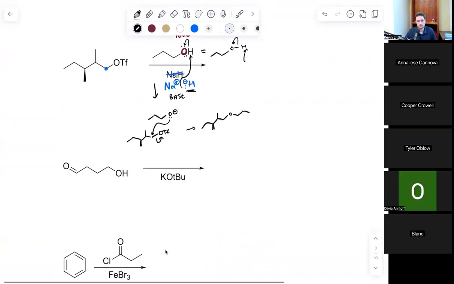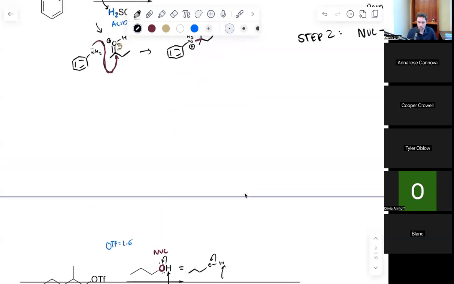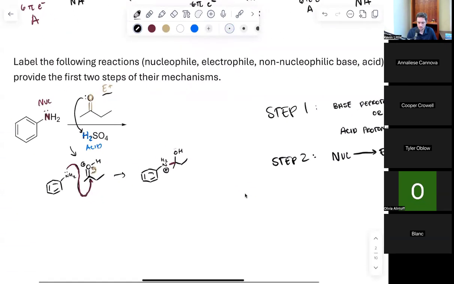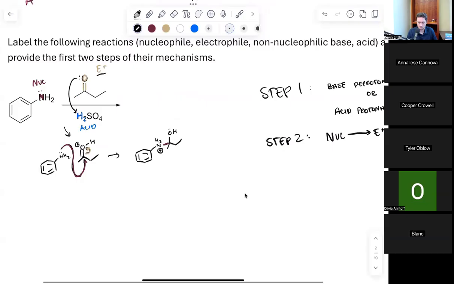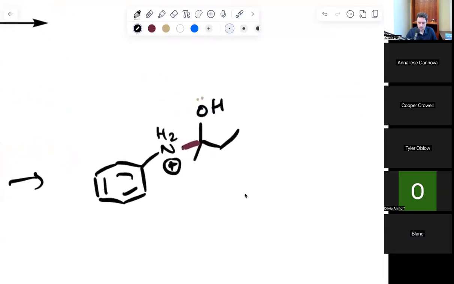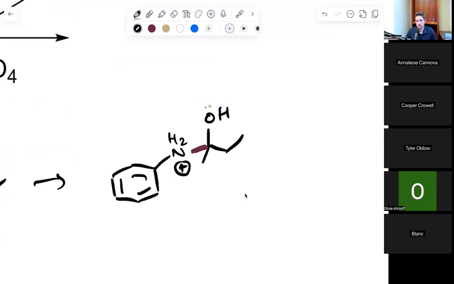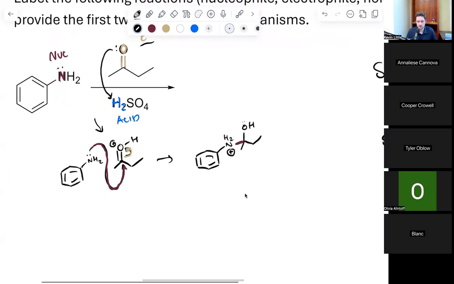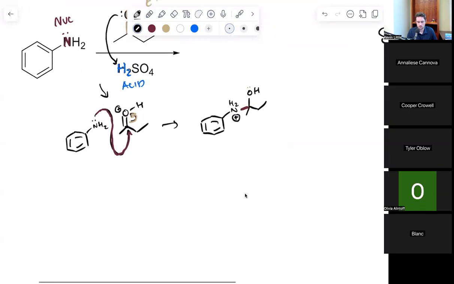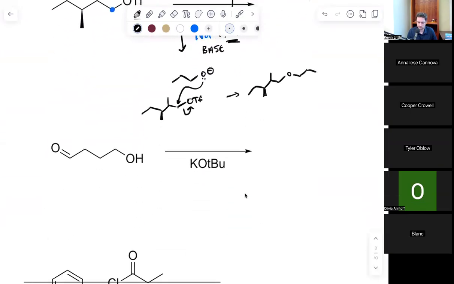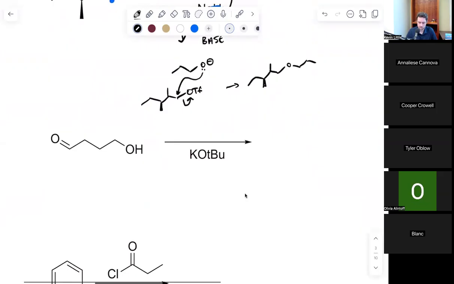Because it says to only show the first two steps, do we need to write out on step 2 what it would become, or is showing the arrows enough to get full points on an exam? You need to at least get here. That is the second step. It's not the full second step unless you show the product of the second step. Yeah, good question.